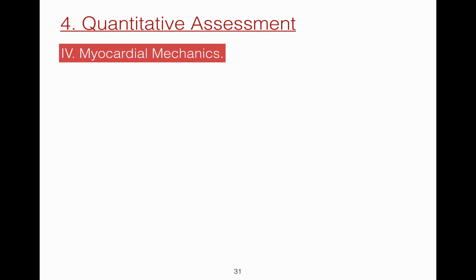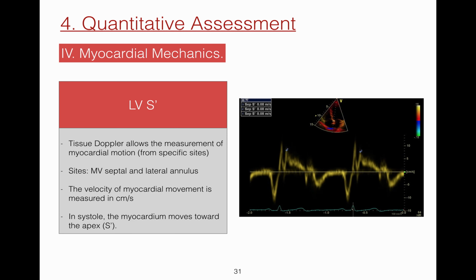Myocardial mechanics. Tissue Doppler allows the measurement of myocardial motion from specific sites. The most frequent sites are the LV septal and lateral walls at the level of the mitral annulus. The velocity of myocardial movement is measured in centimeters per second. In systole, the myocardium moves toward the apex. The point where the systolic velocity is highest is termed S'.